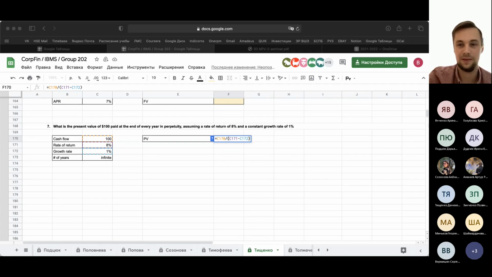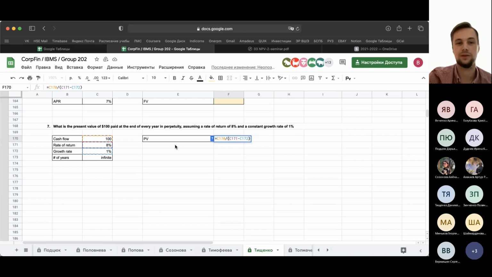Okay, and Daniil, do you agree? As you can see on my spreadsheet, I fully agree. Okay, guys, any questions about this? So we have a very simple formula when we expect some growth in our cash flows, either we invest them or gain them. We can use this formula to calculate the present value of our cash flows.